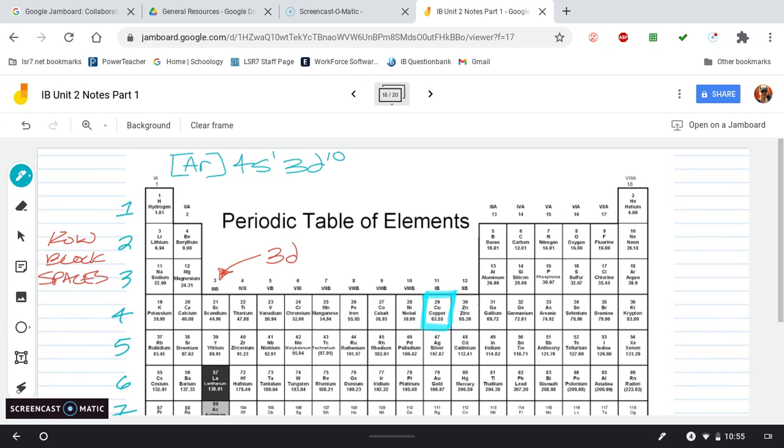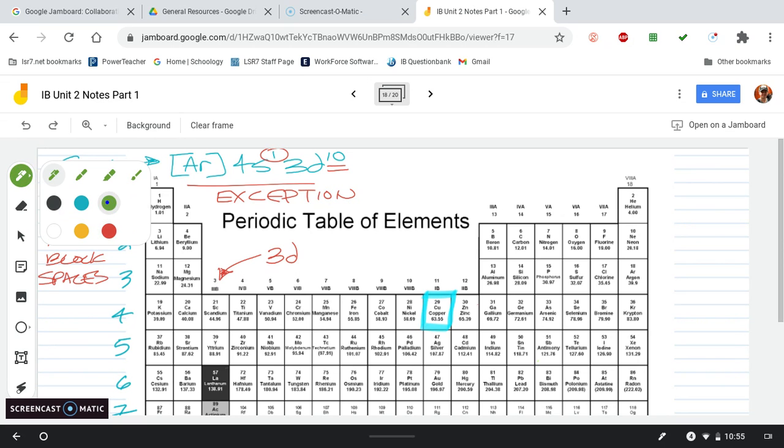Well, I did 4s1 because copper is already an exception. Remember, this is normal copper right here. Normal copper is already an exception. We talked about how it wanted the full D block, so it moves one of those electrons. Copper is already an exception, which means that your copper +1 is going to look a little weird because it's going to be a double exception.